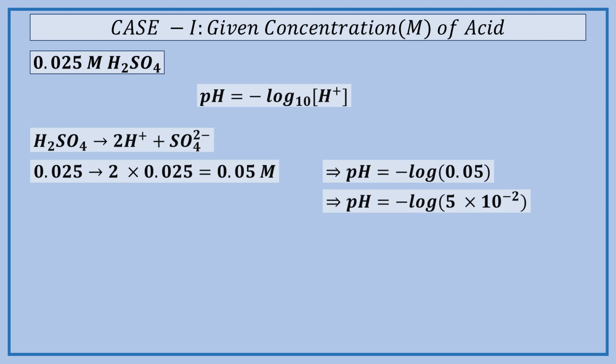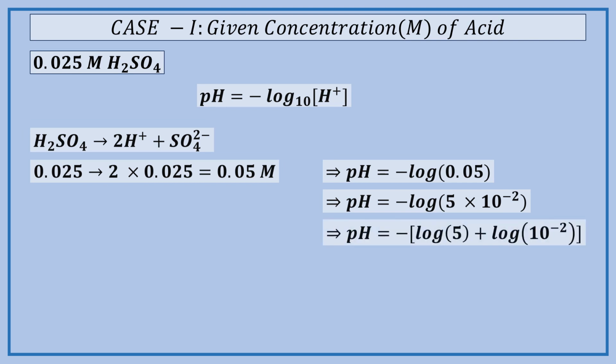Now, in our earlier lesson, we have learned that multiplication within the logarithm can be simplified by converting it into addition of log values of individual terms. So pH will become negative of entire expression within this bracket, logarithm of 5 plus logarithm of 10 to the power minus 2. Logarithm of 10 to the power minus 2 can be written as minus 2 times logarithm of 10, and logarithm of 10 will be equal to 1.